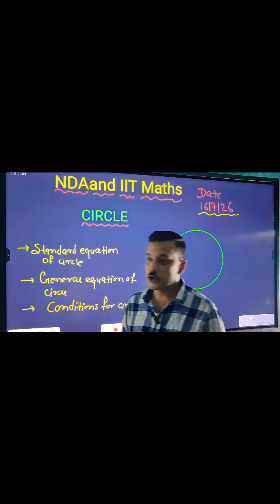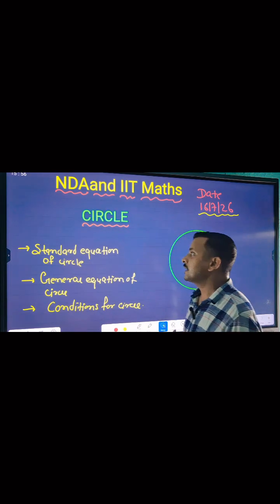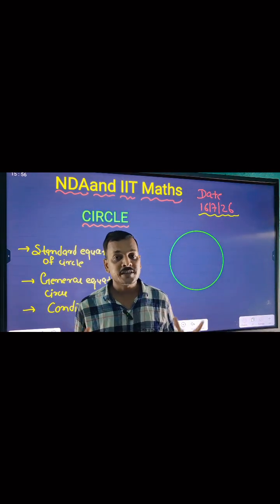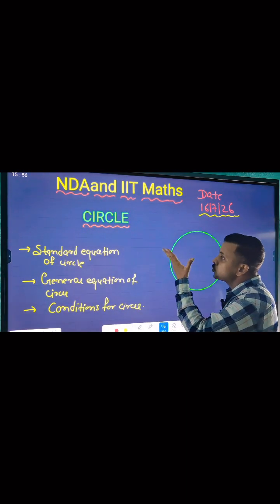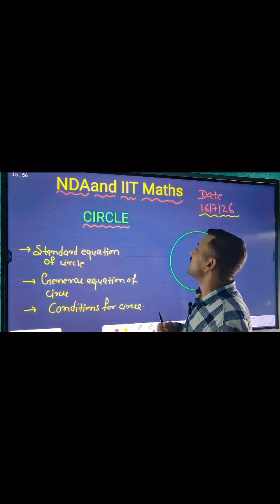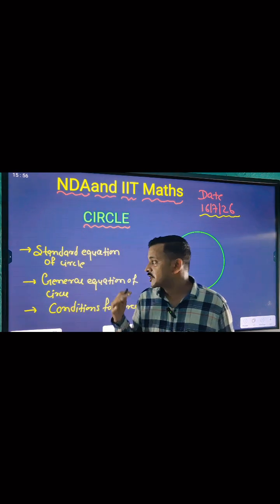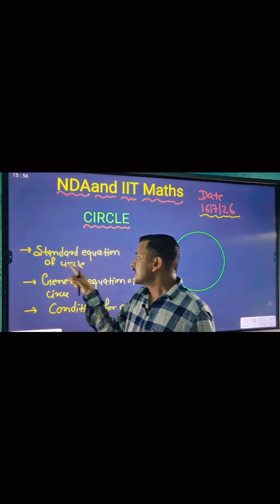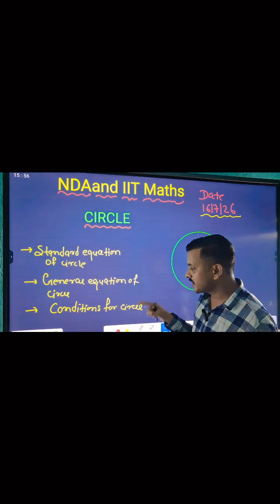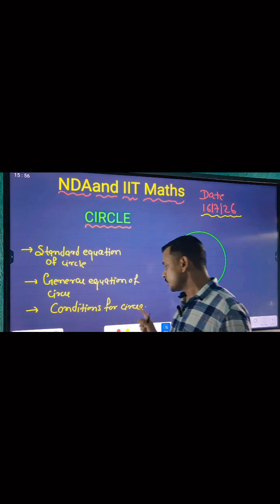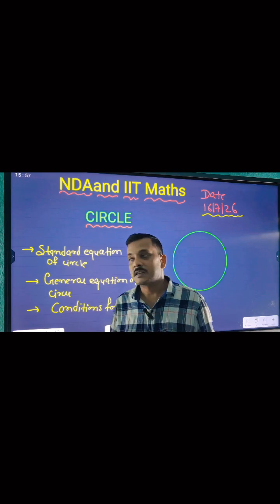Today I am going to explain the second part of coordinate geometry. In the first part I explained all the concepts related to the equation of a straight line, and this is the most famous part for NDA and IIT, that is the common syllabus. In circle I will first explain the standard equation of a circle, then the general equation of a circle and the conditions for a circle. So first of all, I will explain what a circle is.